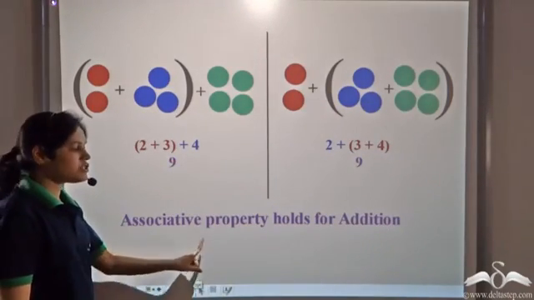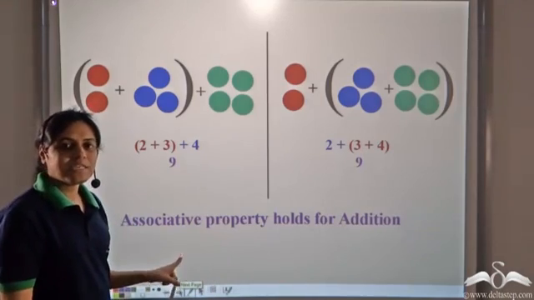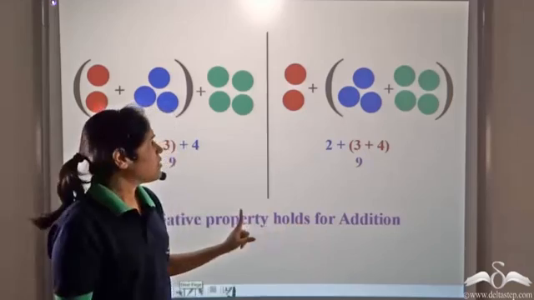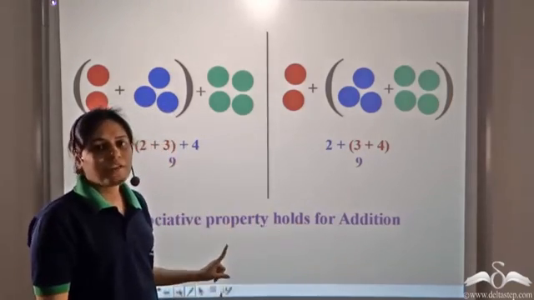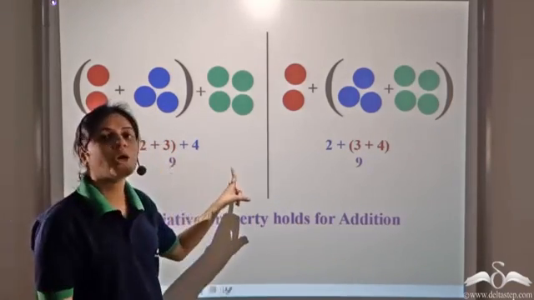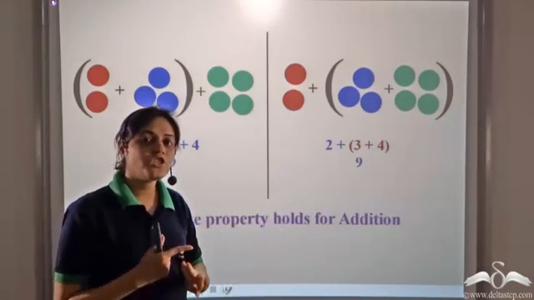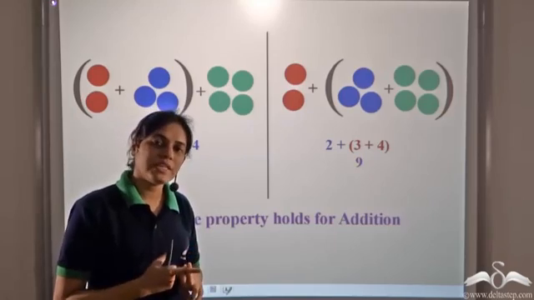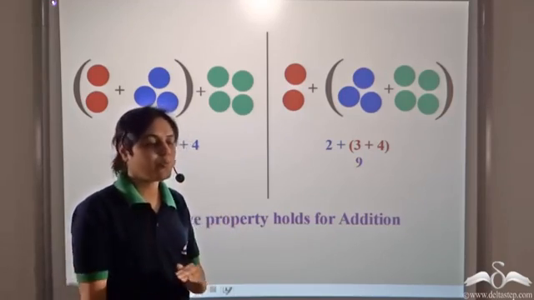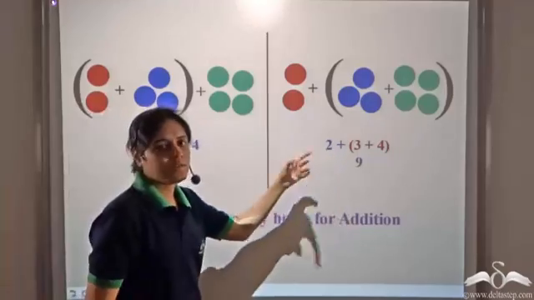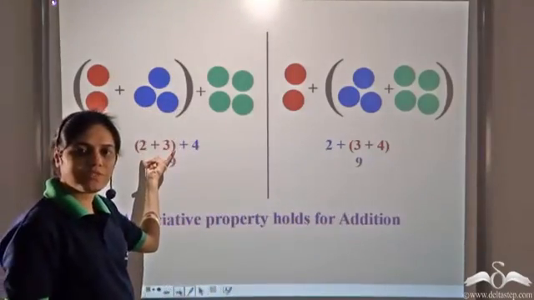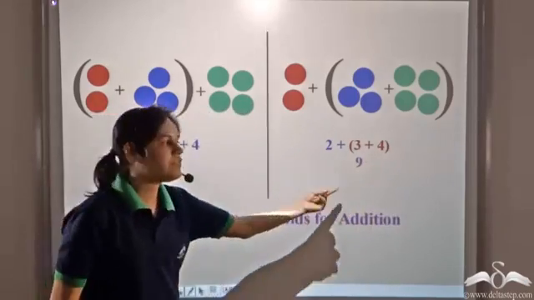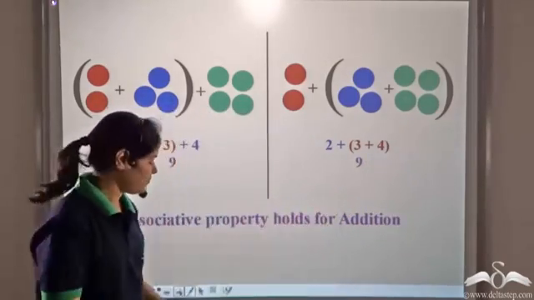And this is the associative property. We say that associative property holds for addition. By this we mean that when we have to add 3 or more terms, which 2 terms we add first does not matter. Or we can say the way we group terms does not matter. Here we have added 2 and 3 first. Here we have added 3 and 4 first. But we always get the same answer.